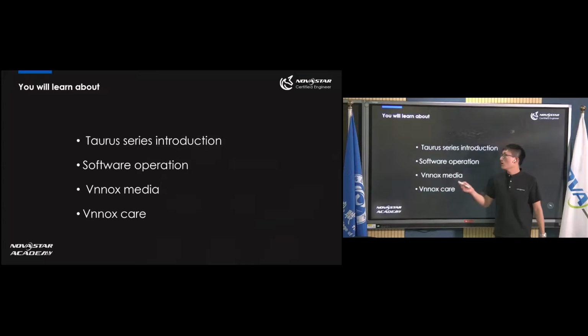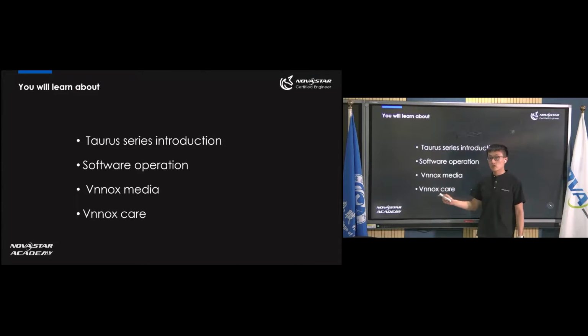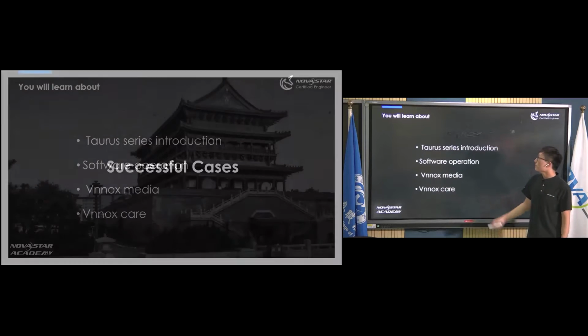In this part, you will learn about 4 parts. The first part is the Taurus series introduction. The second part is software operation, and this software is called Vplex Express. It's a publishing software, and I will introduce it. The third part is Vnnox Media, and the fourth is Vnnox Care. These 2 parts are included in a remote solution, a remote publish and remote monitor solution.